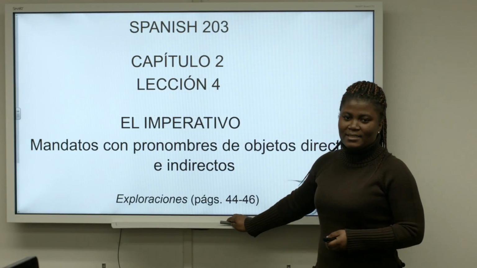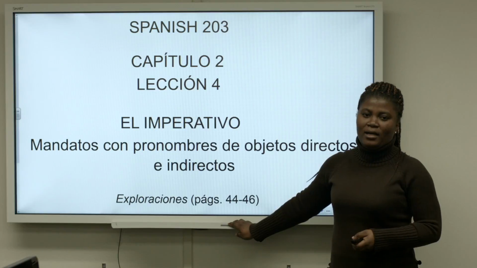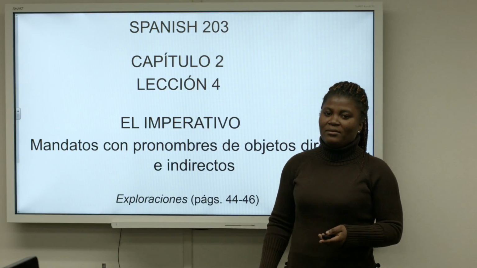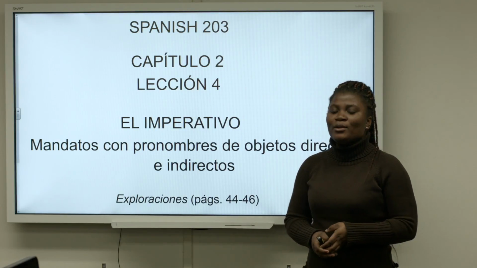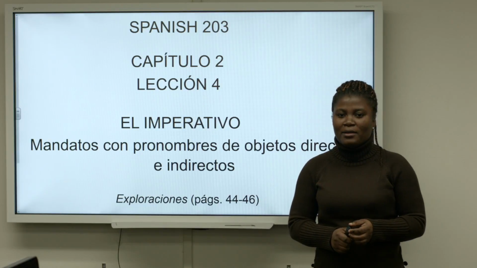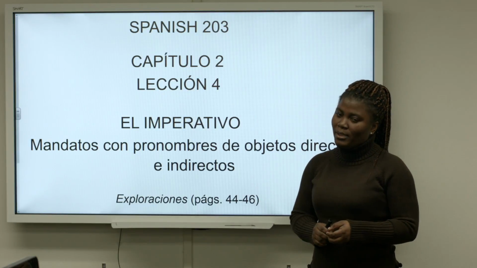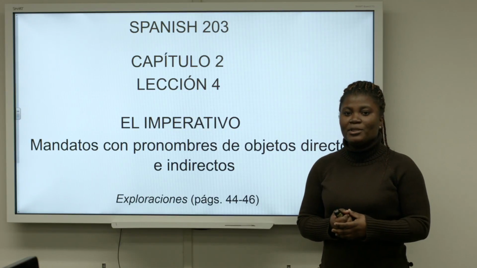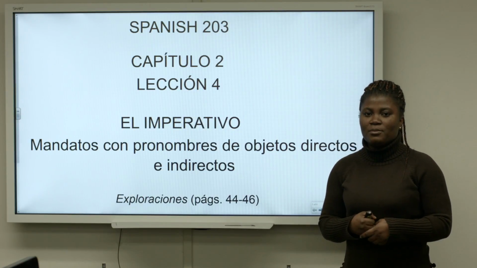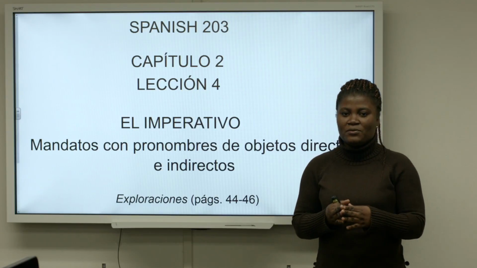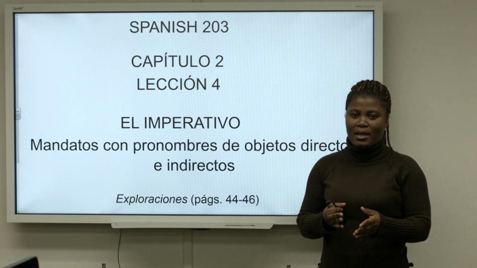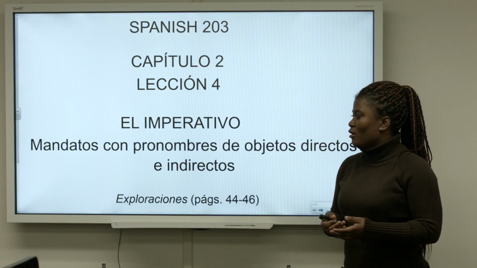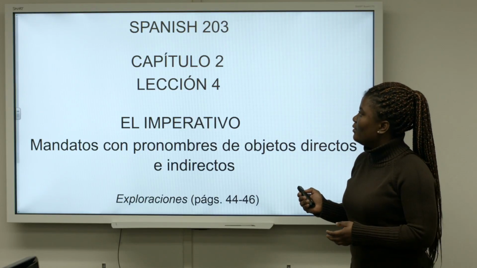Welcome to another lesson. Today we will take a look at our imperative, or our commands, but we will look at commands with the pronouns, and we will talk about direct and indirect pronouns. If you like, you can also refer to your books, Exploraciones, on pages 44 to 46, just for a few more examples and a little bit more clarity.